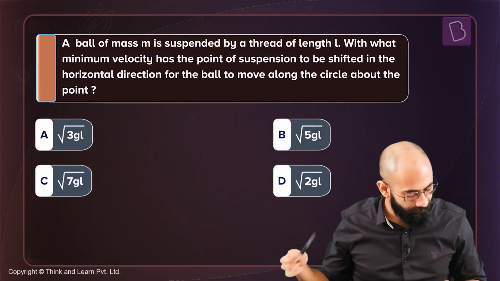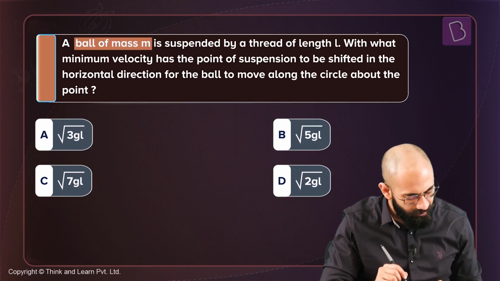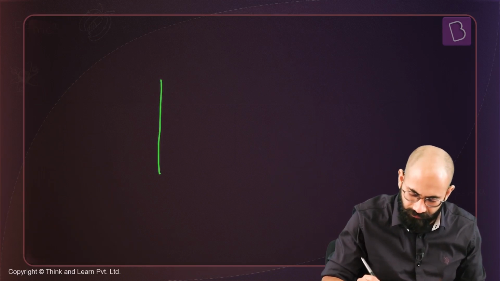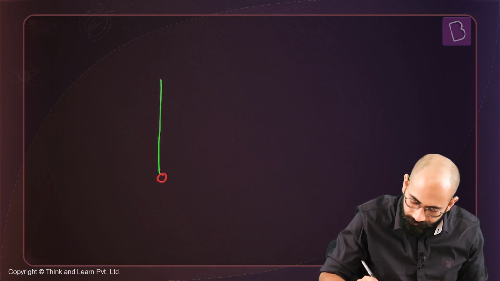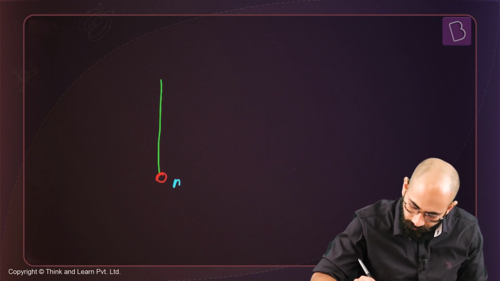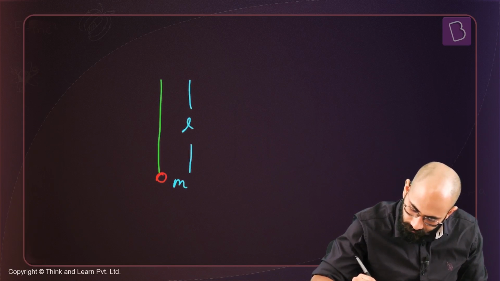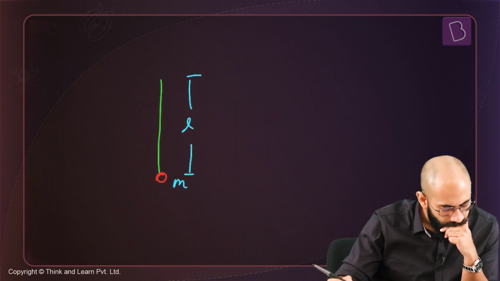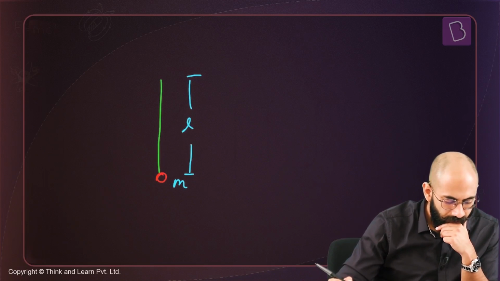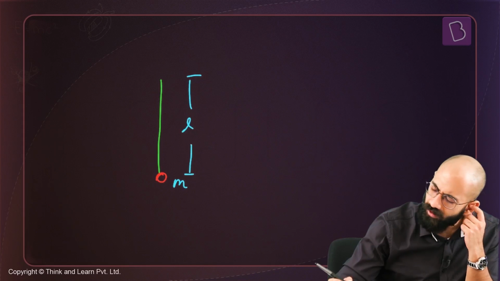So in this question, what do we have? Well, it says that we have a ball of mass m that's suspended by a thread of length L. So let's draw that. There's a thread of length L and there is a ball at the bottom of mass m. Okay. Now, with what minimum velocity has the point of suspension to be shifted in the horizontal direction for the ball to move along the circle about that point?